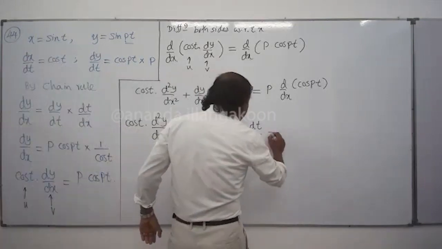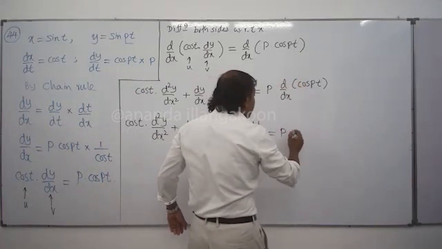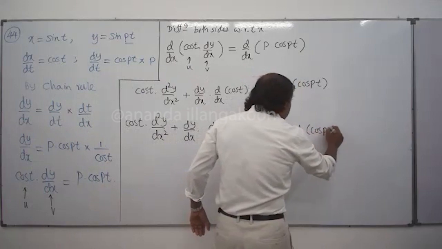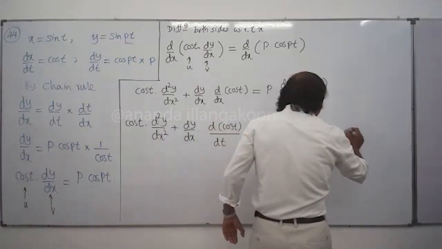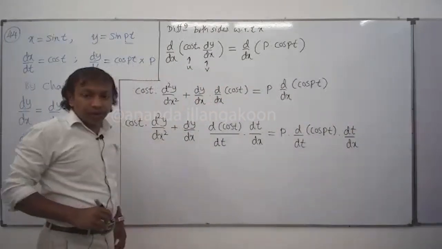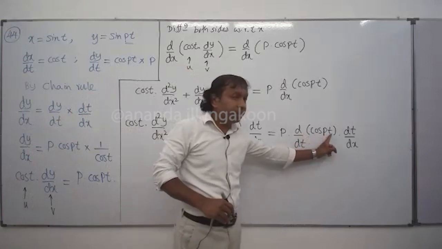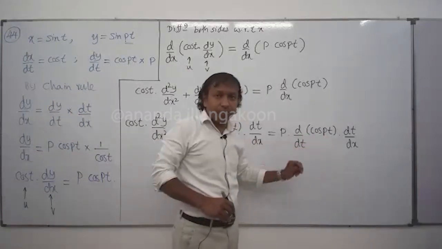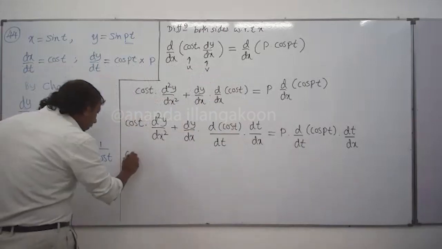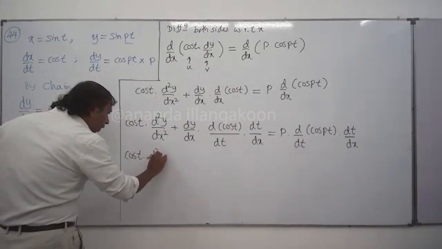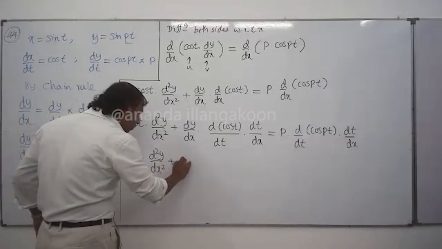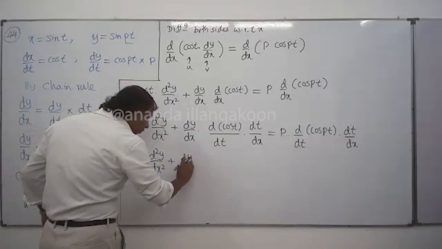For the right hand side also, people, we apply what? The chain rule. d upon dt cos pt, and then dt upon dx. We get it like this. Now this is differentiable, since the letter t we differentiate with respect to t. Now we come to the next derivative. Now, people, cos t d2y upon dx2 plus dy by dx.